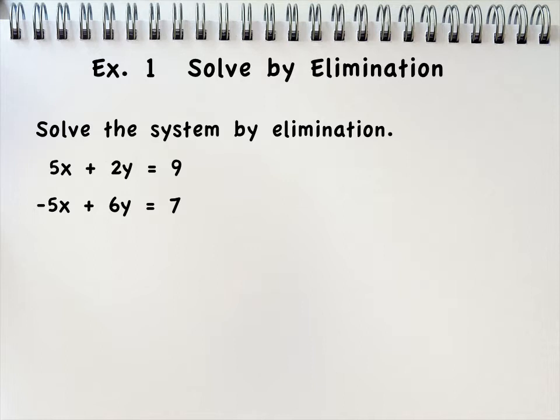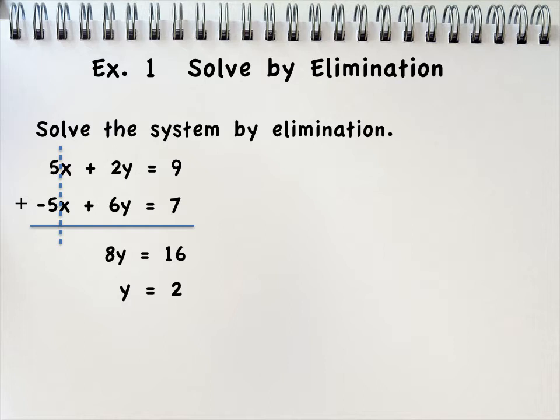So we notice that these equations are in standard form. So if we just add the two equations together, the x's cancel out. We're left with y. 8y is equal to 16, and I can divide by 8, so y equals 2. That means the y coordinate of the point of intersection of these two lines is 2.